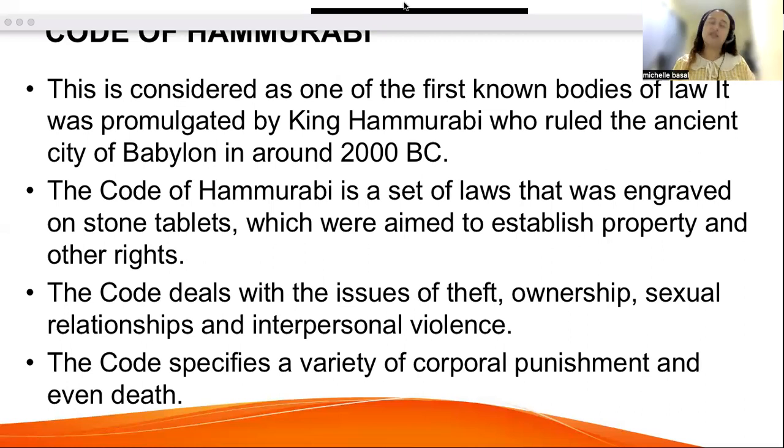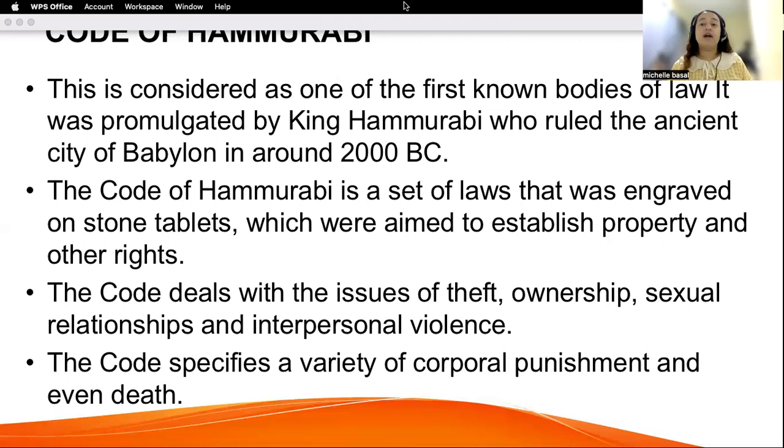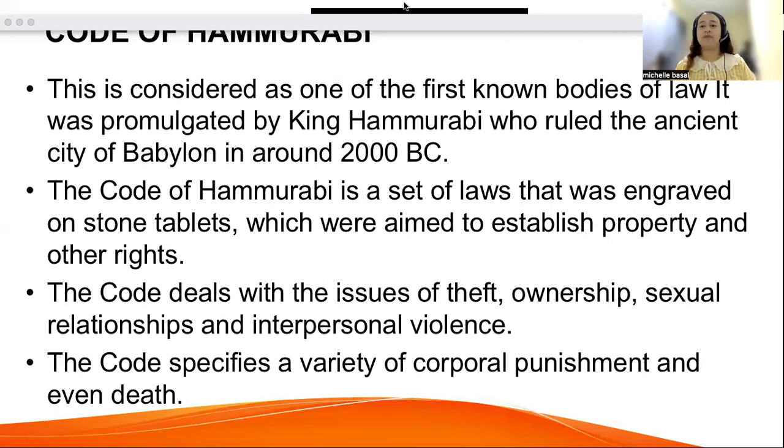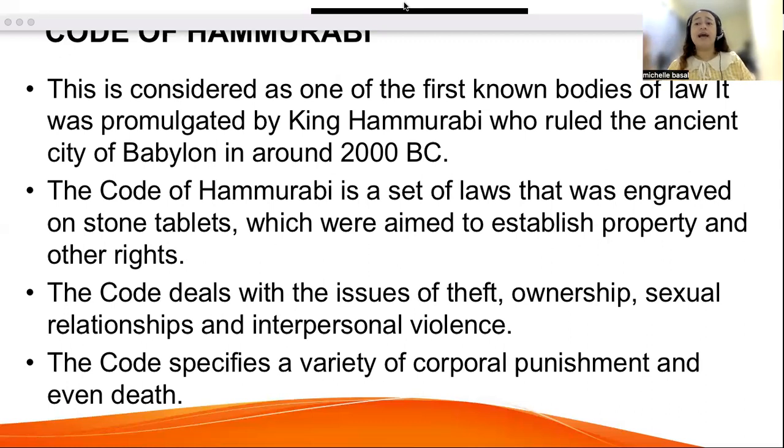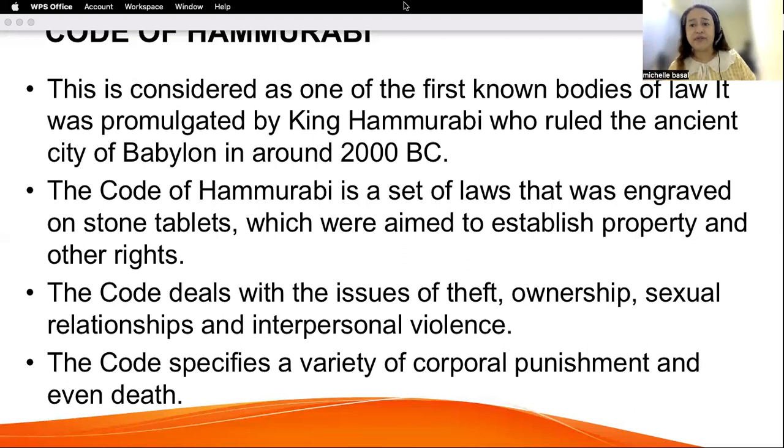Our judges, our courts, are prohibited from imposing the death penalty. But before, there was the Code of Hammurabi, the very first known body of law, which was recorded in stone tablets, with 200-plus provisions. The basic premise of the Code of Hammurabi is an eye for an eye, or a tooth for a tooth.